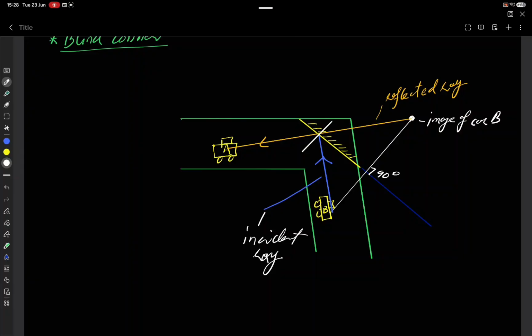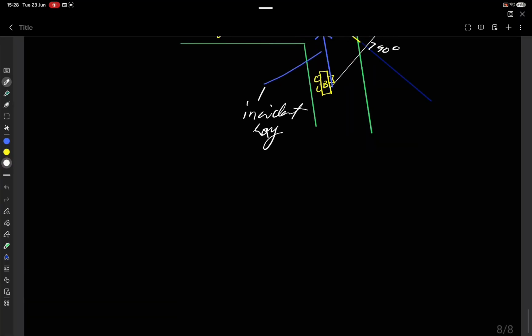That point is very important: we need to extend the mirror line in order to locate the image behind the mirror, because the line joining object and image is perpendicular to the surface of the mirror. That is why we have to draw this extended mirror line. Now for the image of car A, repeat the steps.